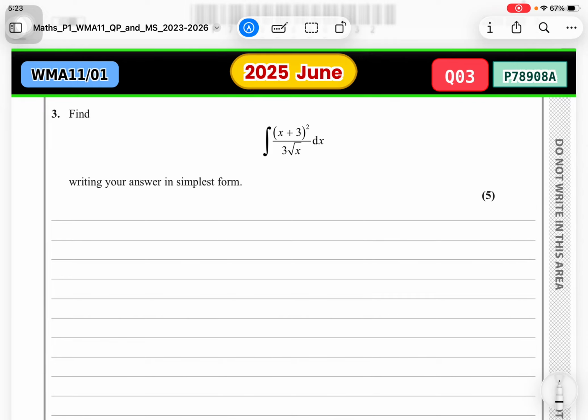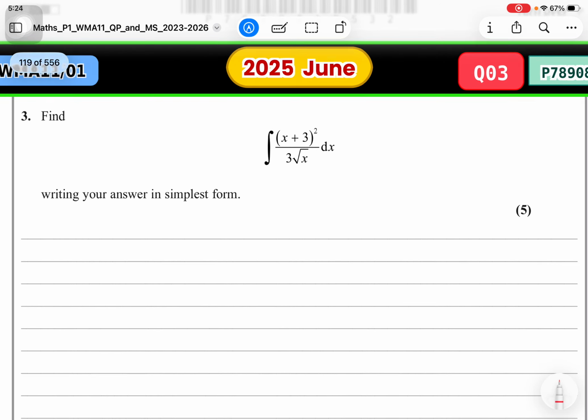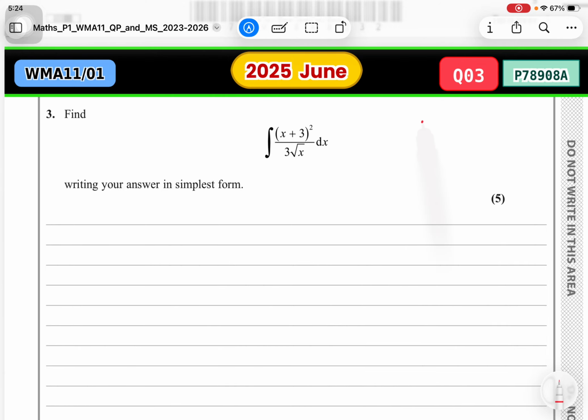So let's start with question number 3 of 25 June. We know the base theory for integration: if you are integrating x to the power n dx, what we get is x to the power n plus 1 divided by n plus 1. There will be a c, but if the range is given, we can ignore the c as well.